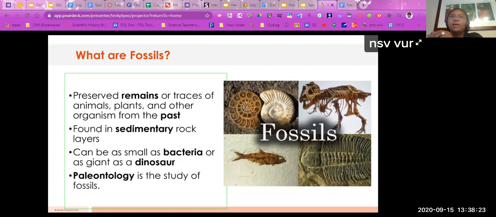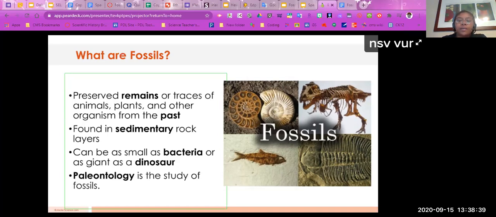It can be microscopic organisms. We could have algae and fungus and all kinds of different stuff, but we could have really, really big ones too, like our lovely dinosaurs. Paleontology is going to be the study of fossils.